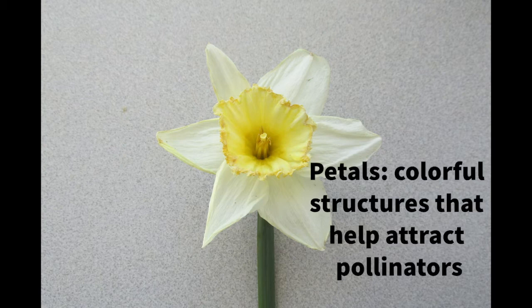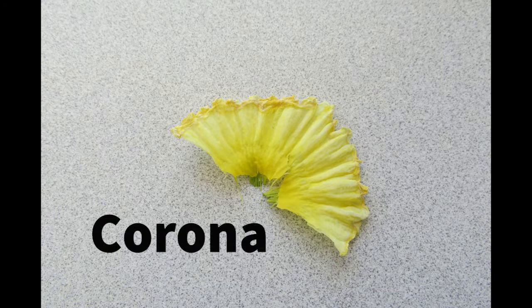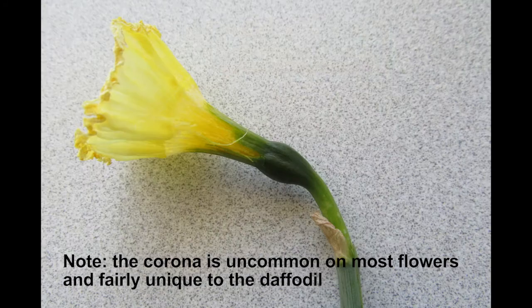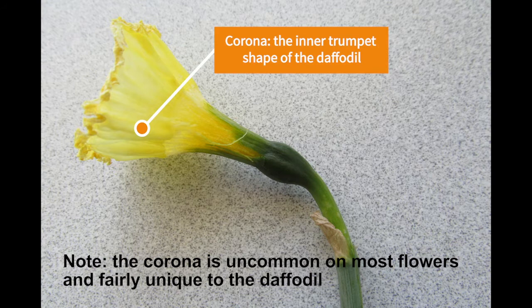Petals are leaf-like, often colorful parts of the plant that surround the reproductive parts of the flower. The petals are the colorful structures that help the flower to attract pollinators. Here on the daffodil, the petals are a cream color and this bright yellow. Here on the daffodil, this inner set of petals that are bright yellow is called the corona.